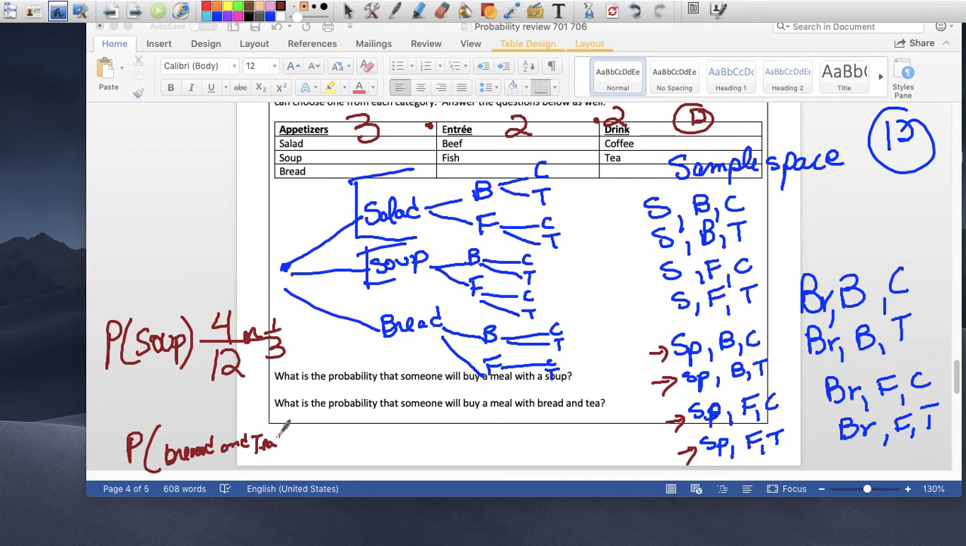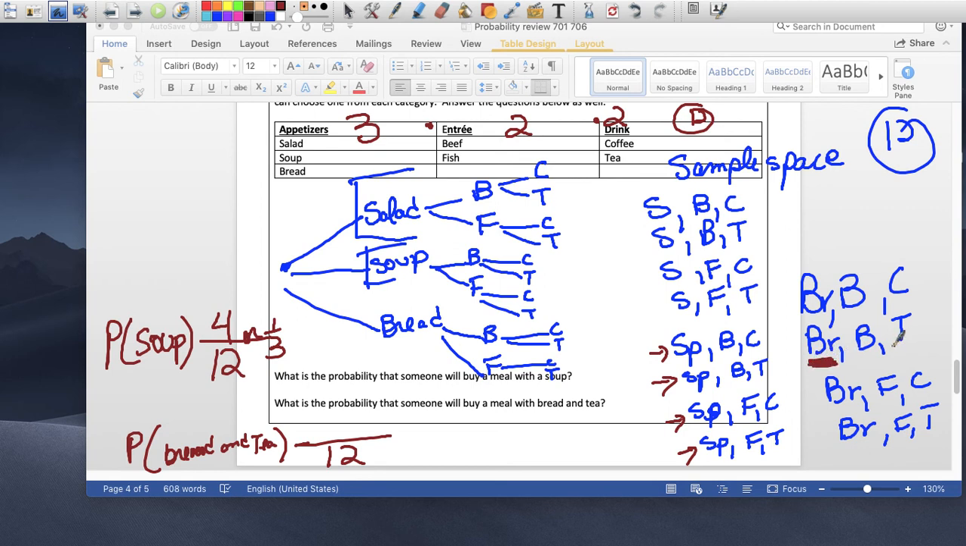So question 2, what's the probability that somebody will buy something that had bread and tea? So let's look for all the meals that had bread and tea. Again, there were 12 possible meals that we could make. And how many of them had bread and tea? None of these were all salad. These were soup, soup, soup, soup. And these had bread. But I want to look for something that had bread and tea.